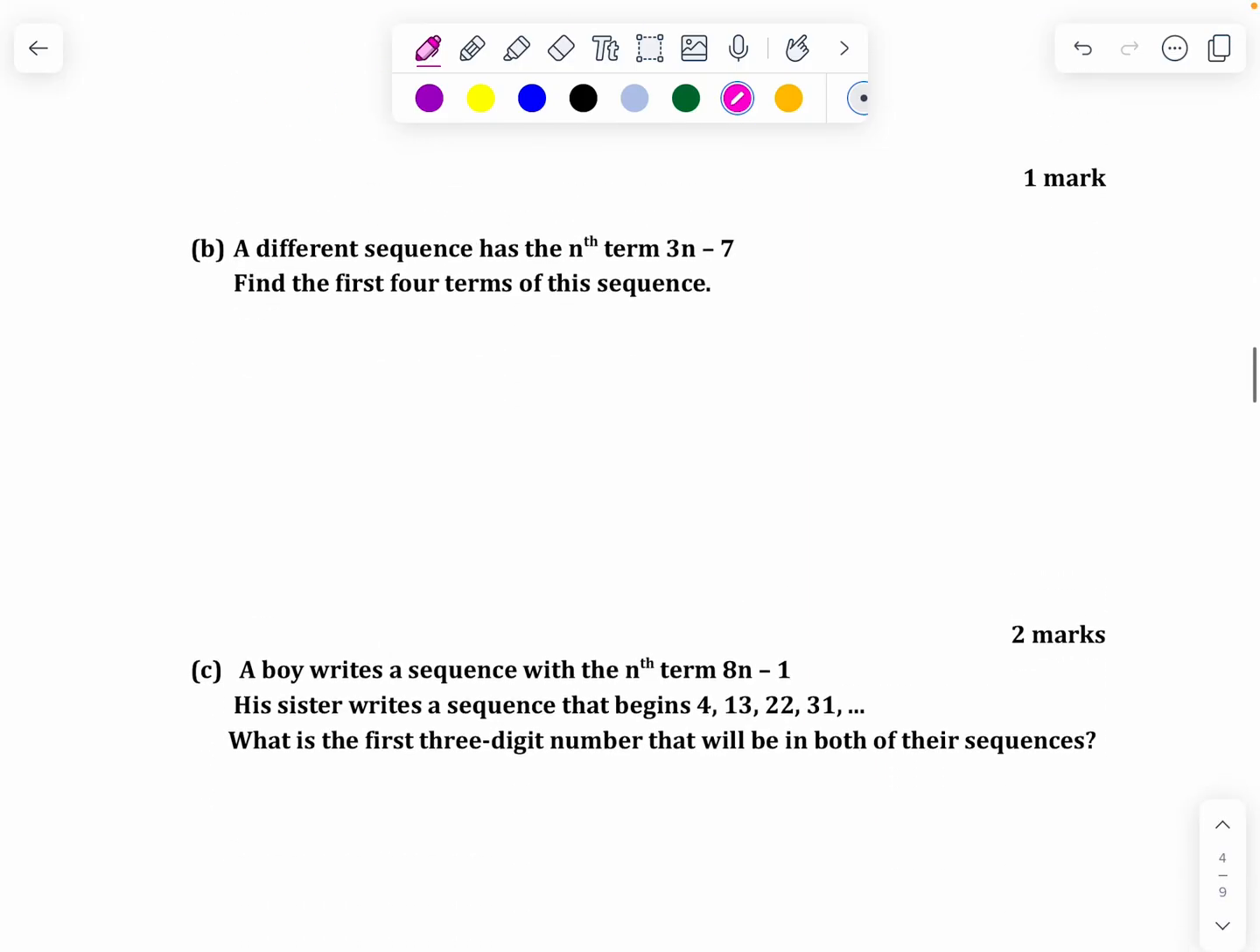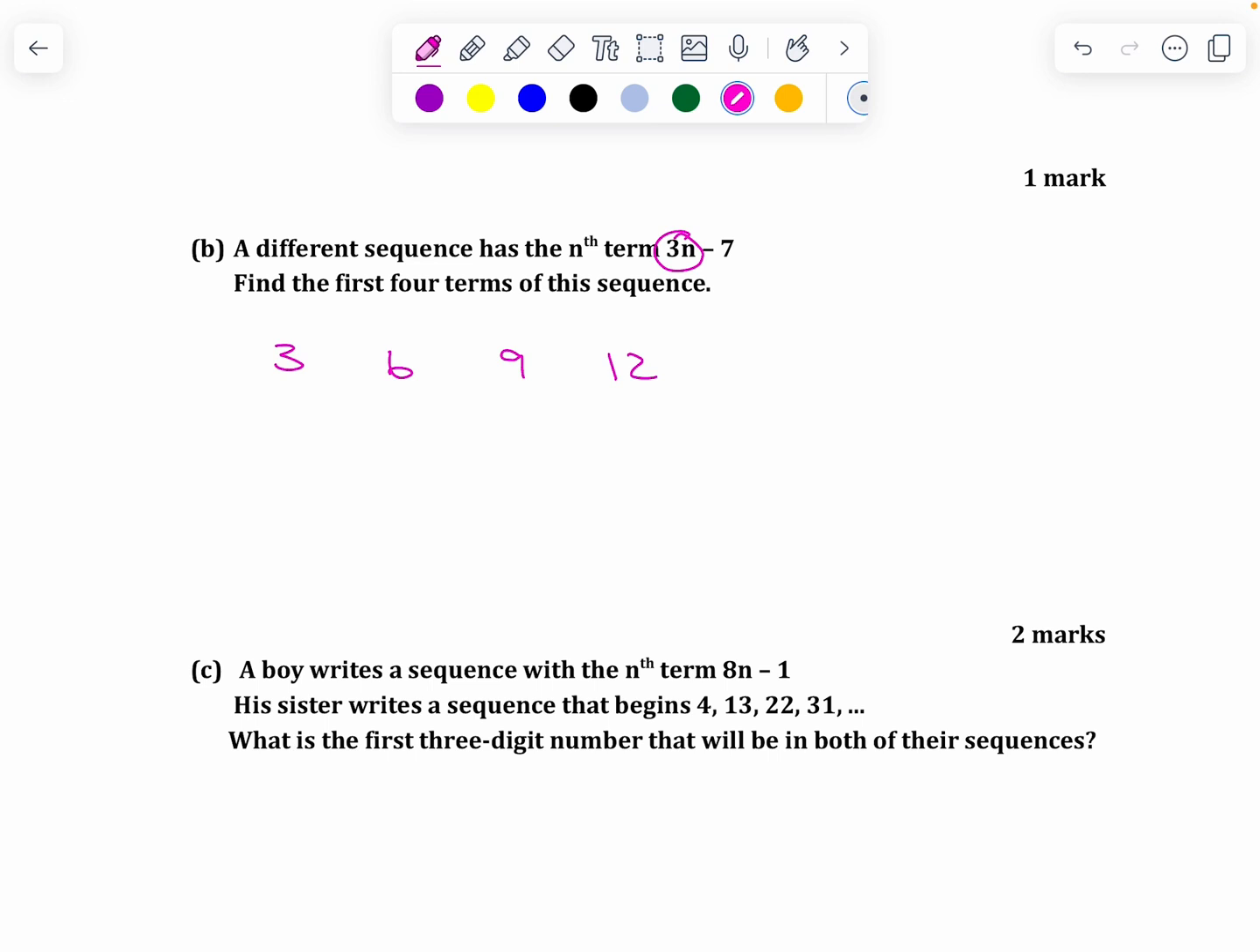Right, a different sequence has the nth term 3n take away 7. Find the first 4 terms of this sequence. Remember I said to you that the 3n means it's got something to do with the 3 times table. So you write the 3 times table down, which is 3, 6, 9, 12. And we only want the first 4, so I'm going to stop there.